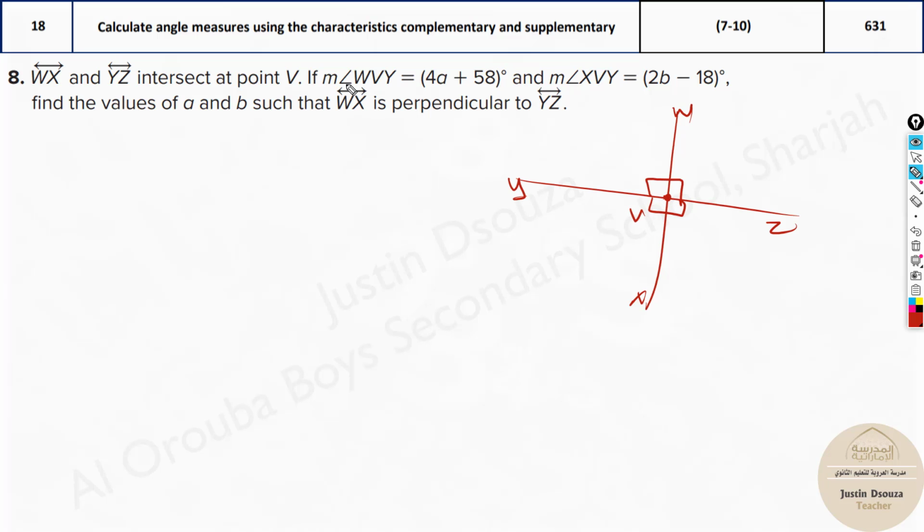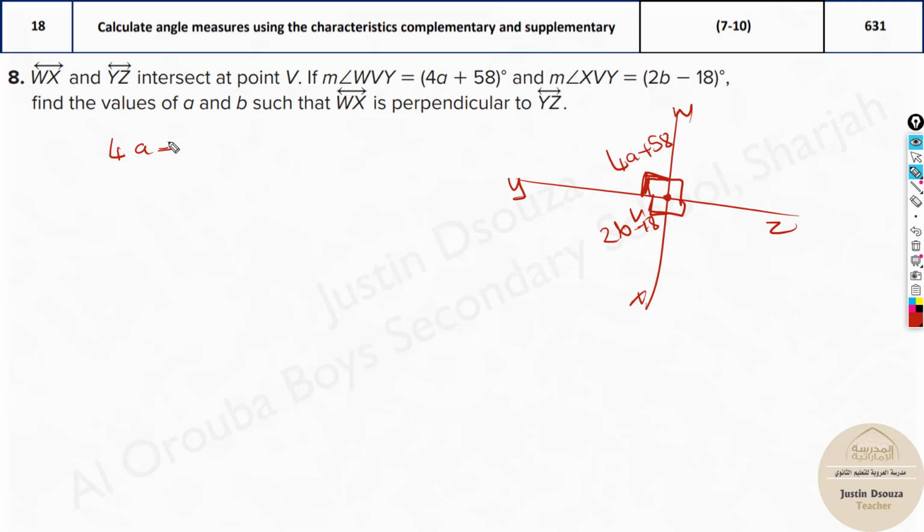Now the measure of angle WVY over here, this measure is given, it's 90 degrees, we know that, but they have given that to be 4A plus 58, and the measure of XVY is given to be 2B minus 18. So find the values of A and B such that these both are perpendicular to each other. Now don't go and add them all up and make it equal to 180 because there are two different variables. Now what you need to do is the measure of WVY is equal to 90 degrees.